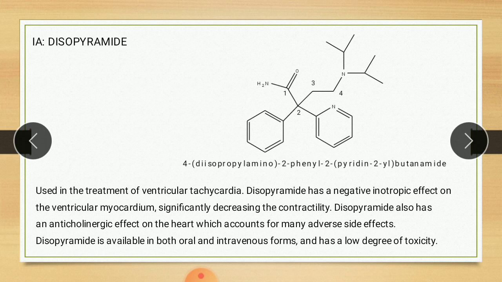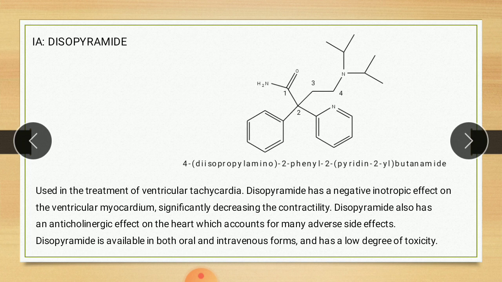On the 4th position, 2 groups are attached, like this one, a diisopropyl amino group. So 4 diisopropyl amino group. On the second position a phenyl ring is there, 2 phenyl. On the same second position a pyridine ring is attached, so it is a 2-yl, and the basic nucleus is butanamide. So 4 diisopropyl amino, 2 phenyl, 2 pyridin-2-yl butanamide.